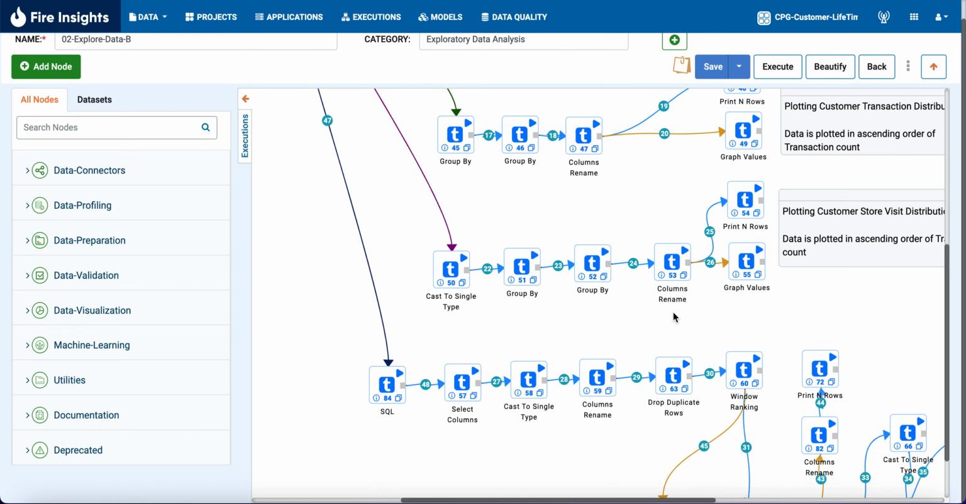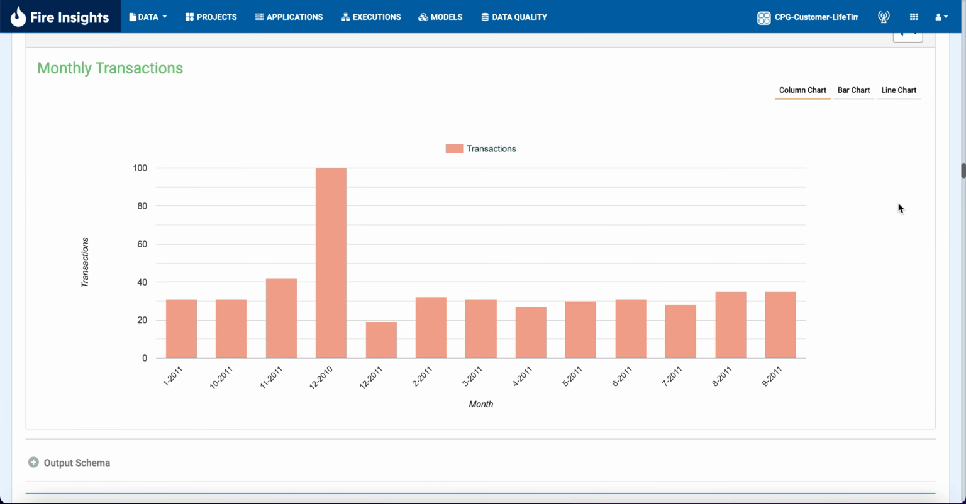Now let's take a look at some of the results of our workflow. Here we can see in the execution page some of the graphs that we have created. The first one here is the number of transactions split up by month. As we can see, December 2010 was an extremely popular month for our packaged goods industry. This holds true for the industry as a whole, but it is always important to know whether this applies to your data too.